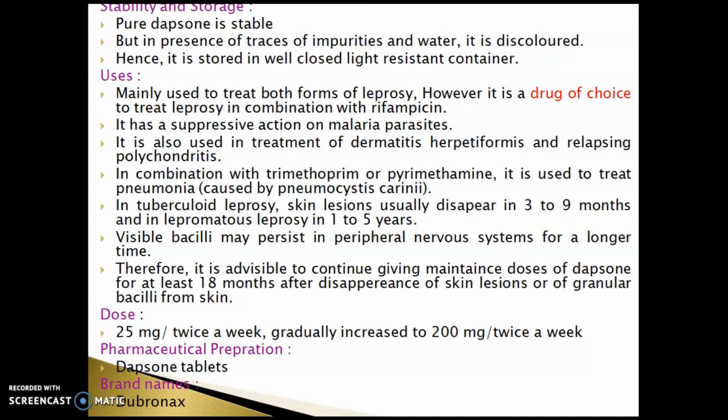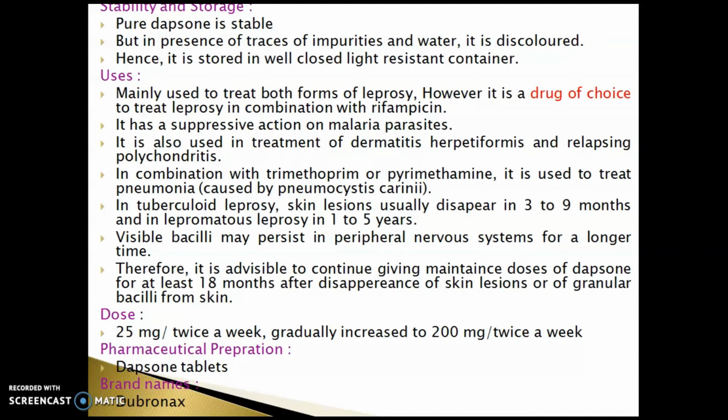Uses of dapsone: it is mainly used to treat both forms of leprosy. It is the drug of choice for the treatment of leprosy in combination with rifampicin. There is no other drug of choice for the treatment of leprosy. If leprosy is found, then the first drug to be prescribed to that patient is dapsone.